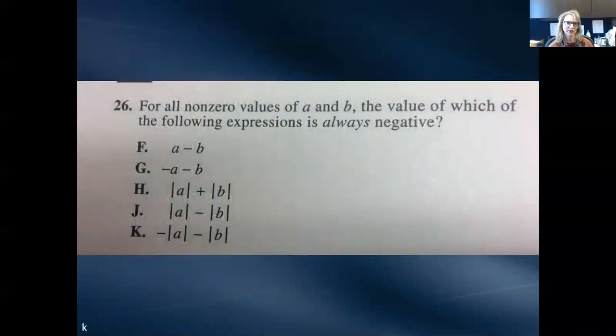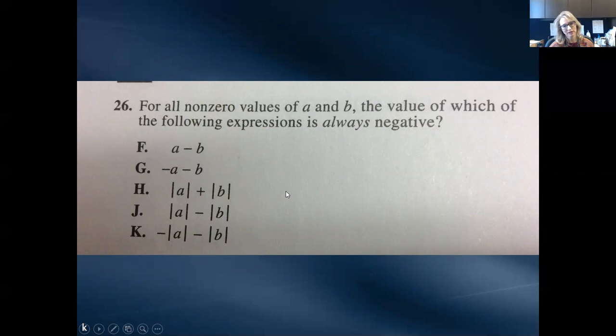All right, here's a little bit of an absolute value problem that has you think for a little bit. For all non-zero values of A and B, the value of which of the following expressions is always negative? And this is one where you just have to go down and look at each answer choice. So A minus B, that is not always negative because A could be larger than B. Negative A minus B, that would not always be negative because B could be larger there, and so that's not negative. The absolute value of A plus the absolute value of B is going to be a positive number, so it's not that one.